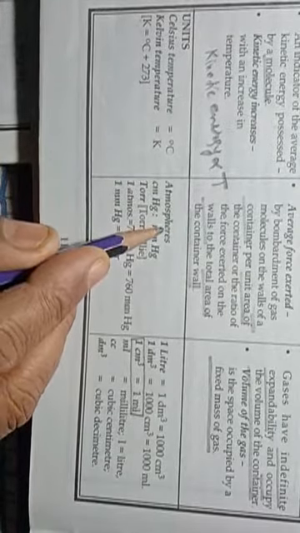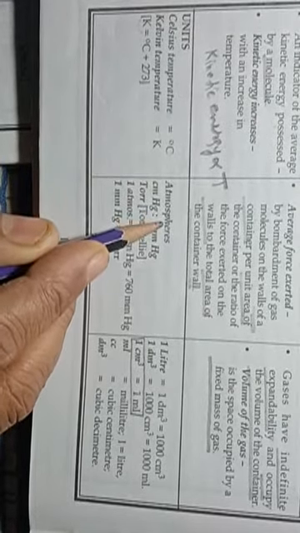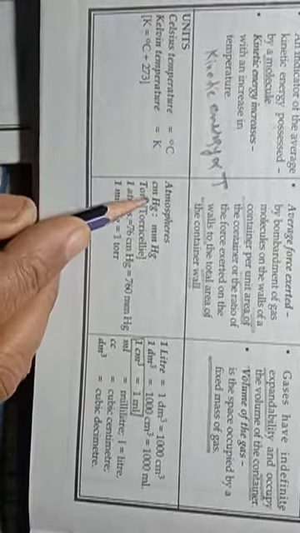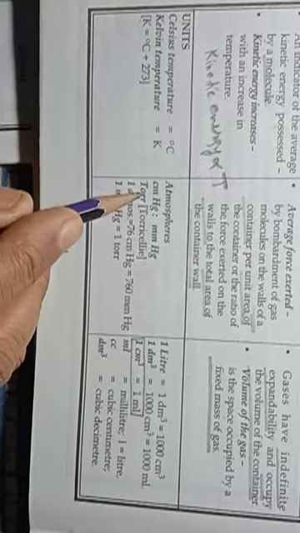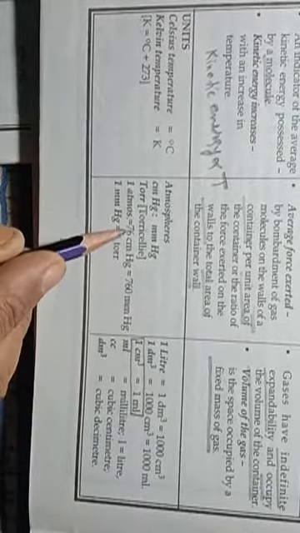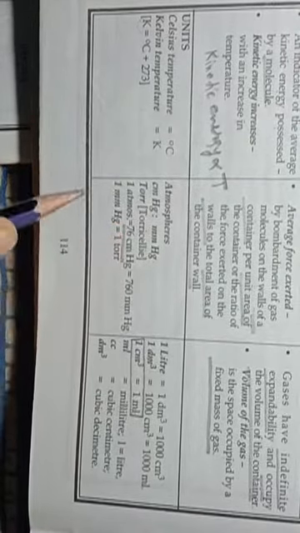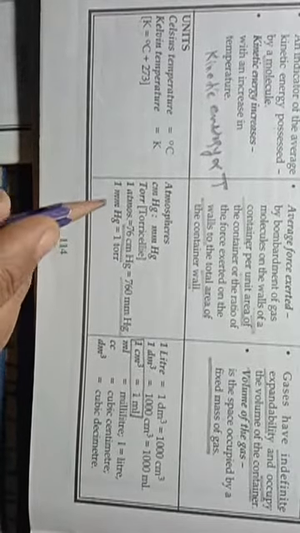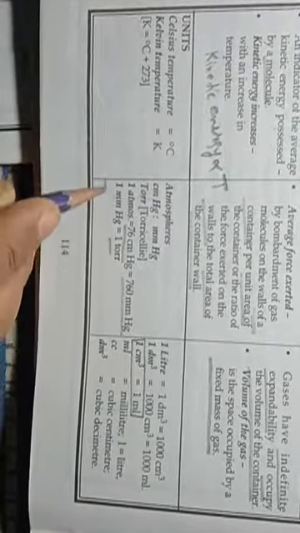Then units of pressure. The first, most common unit is atmospheres, then centimeter of mercury or millimeter of mercury, torr. This is the interrelation of the different units of pressure. 1 atmosphere equals 76 centimeter of mercury, which is further equal to 760 millimeter of mercury. 1 mm of mercury equals 1 torr. So this relation is very important.